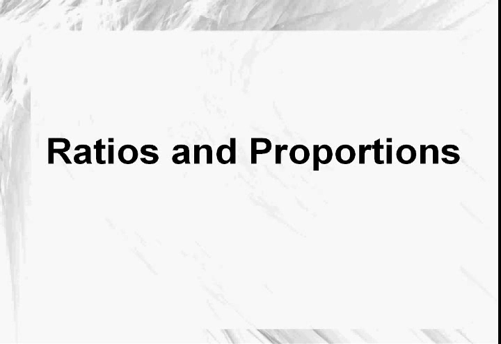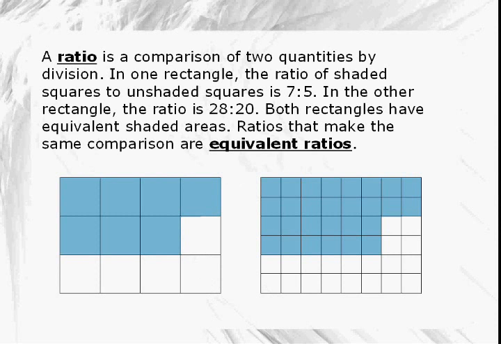Ratios and proportions. A ratio is a comparison of two quantities by division. You're comparing two things: dogs to cats, apples to oranges, girls to boys, basketball players to football players. You have to understand there's a difference between a ratio and a fraction. A ratio is a comparison of two quantities, and a fraction is part out of whole.